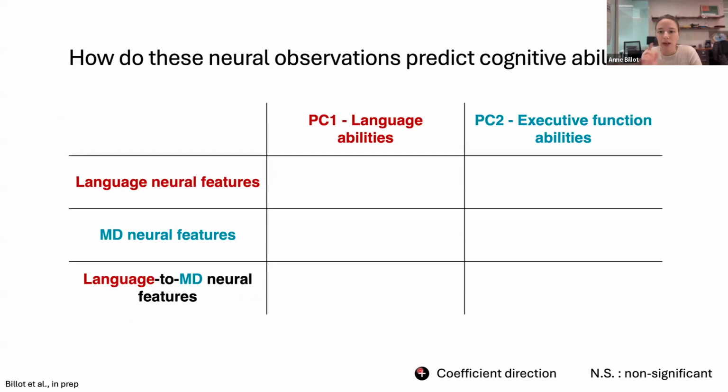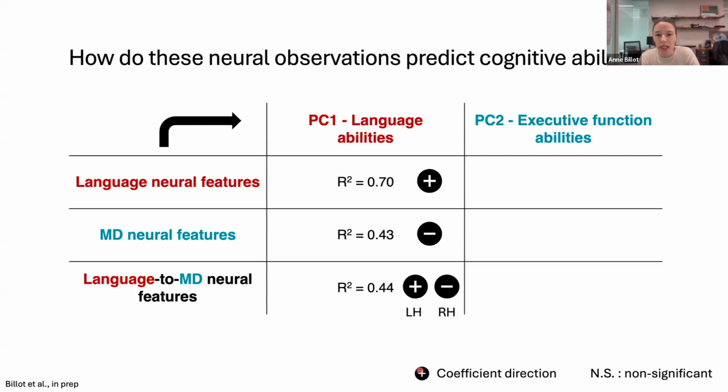So overall, we found that higher engagement of the language network and higher connectivity predicts better language performance. In contrast, higher synchronization within the MD network during language processing predicts lower language performance. And finally, higher synchronization between the language and the multiple domain networks has different effects across hemispheres. It is associated with better language performance when it occurs in the left hemisphere, but worse language performance when it occurs in the right hemisphere.